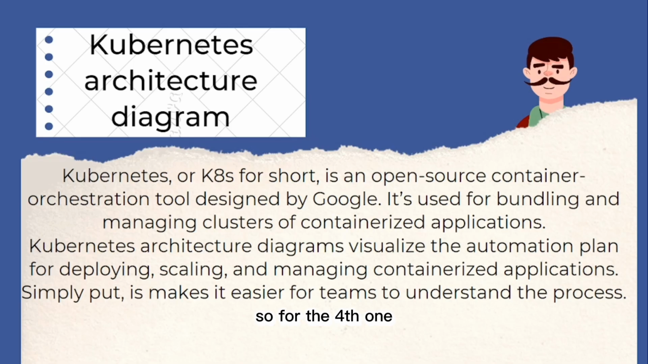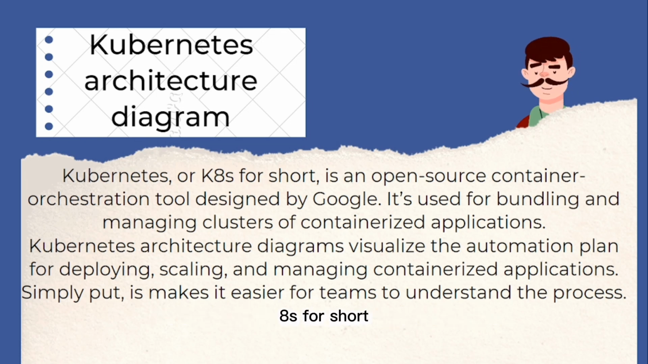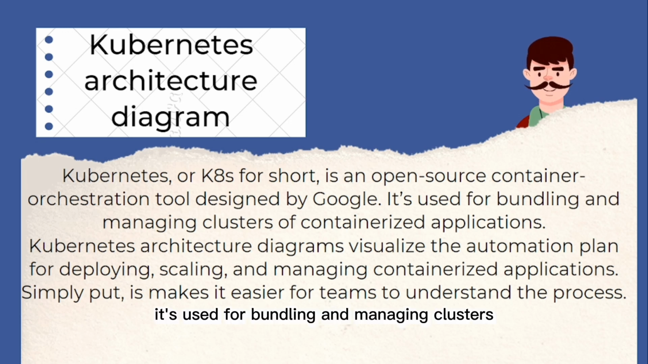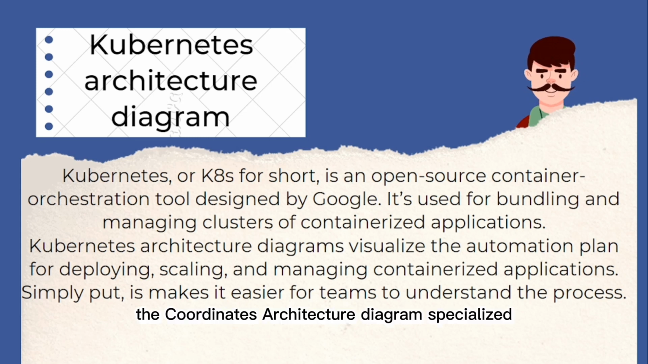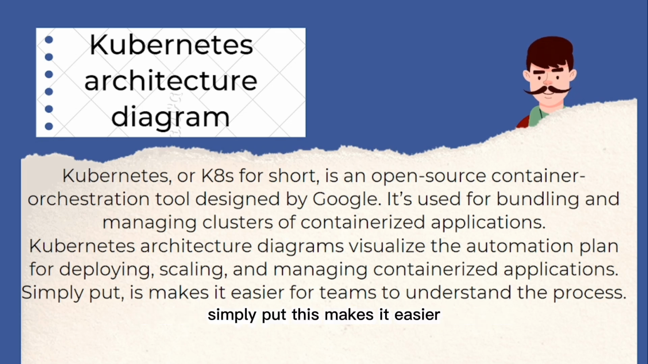For the fourth one, we have the Kubernetes architecture diagram. Kubernetes, or K8s for short, is an open source container orchestration tool designed by Google. It's used for bundling and managing clusters of containerized applications. The Kubernetes architecture diagrams visualize the automation plan for deploying, scaling, and managing containerized applications. Simply put, it makes it easier for teams to understand the process.